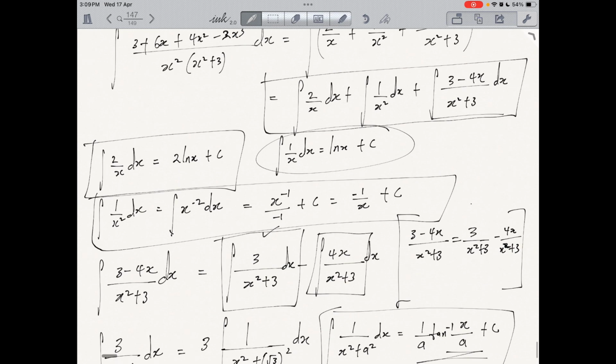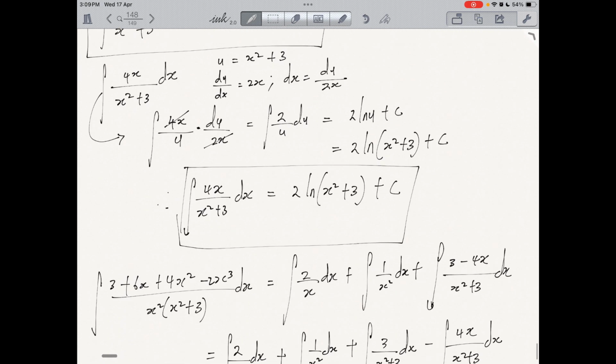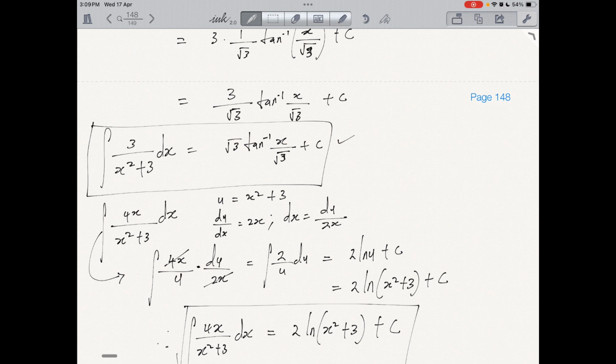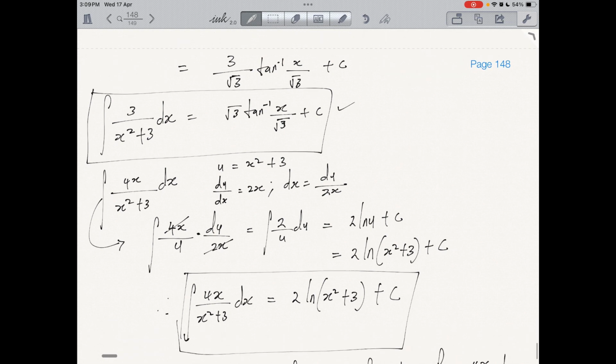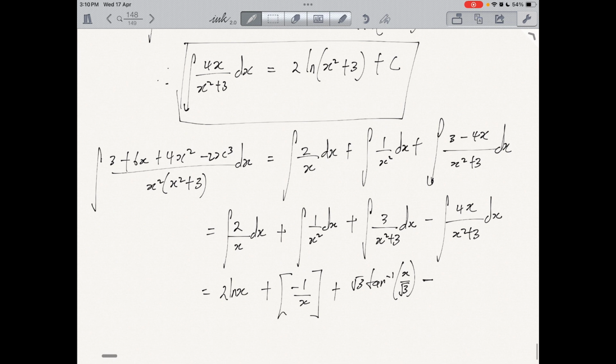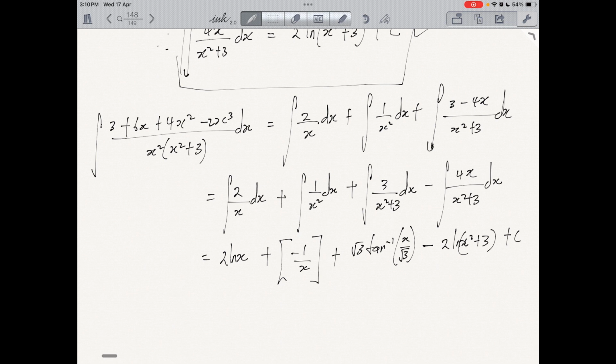Now let's pick each term as we have solved earlier. The integral of 2 over x and the integral of 1 over x squared will give us 2 ln x minus 1 over x, and the integral of 3 divided by x squared plus 3 will give us root 3 arctan (x over root 3), minus the integral of 4x over x squared plus 3 with respect to x, which will give us 2 ln (x squared plus 3), and everything will have a single constant of integration plus c.